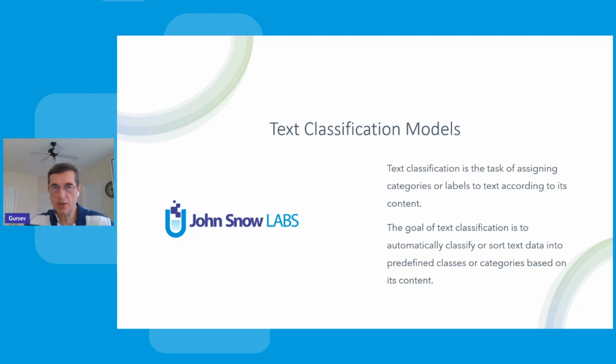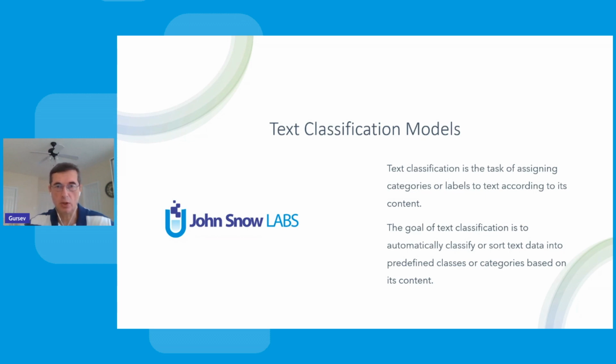So text classification is somewhat different. It's the task of assigning categories or labels to text according to its content. The goal is to automatically classify or sort the text data. There will be predefined classes. We will discuss them.